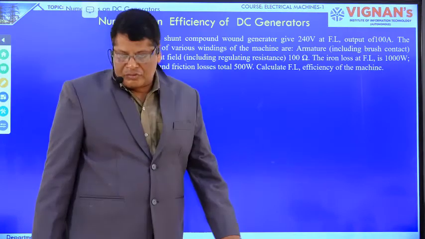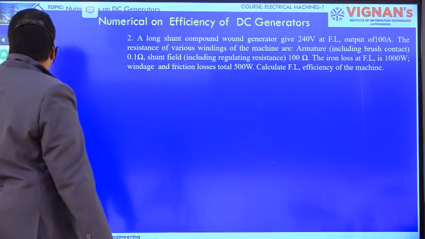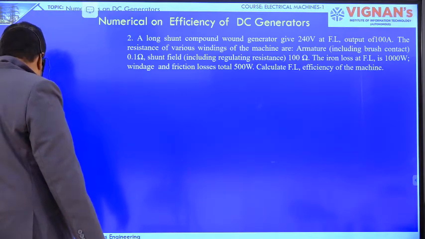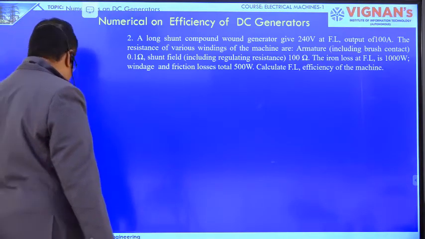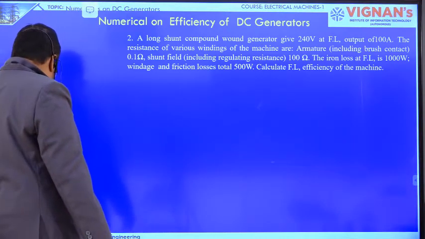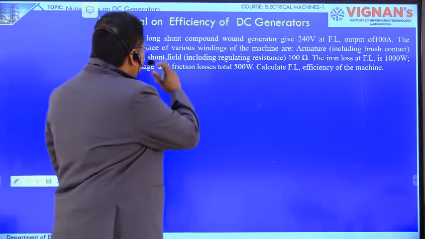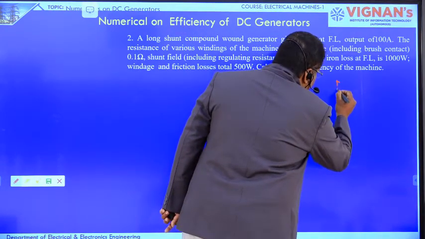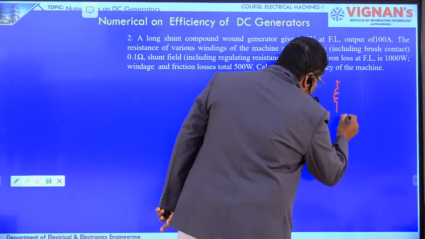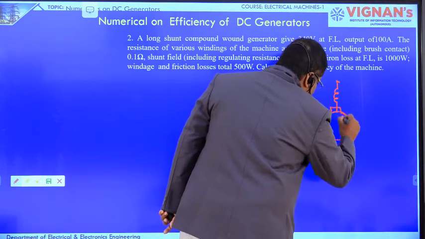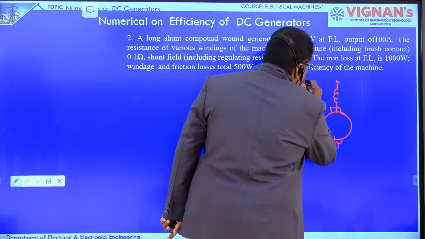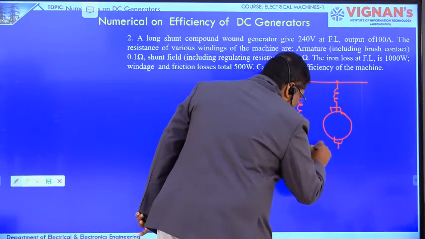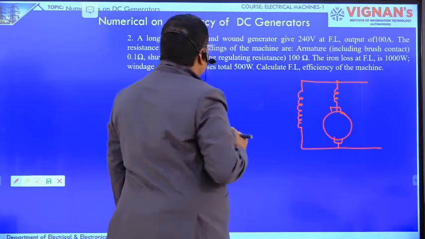So again in this case, you have to draw the circuit diagram. This is a long shunt compound generator.